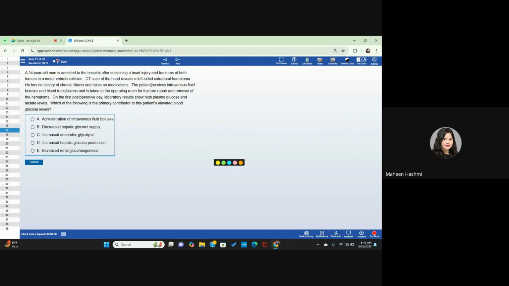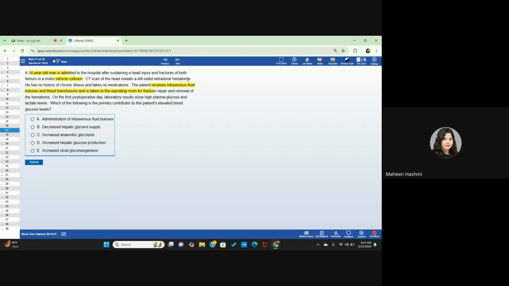Okay, next question. The patient receives IV fluid boluses and blood transfusions and is taken to the OR for fracture repair and removal of the hematoma. On the first post-op day, laboratory results show high plasma glucose and lactate levels. Which of the following is the primary contributor to the patient's elevated blood glucose level? What has happened is there's this 34-year-old man admitted to the hospital after a head injury and broken femurs after a motor vehicle collision. CT reveals extradural hematoma.